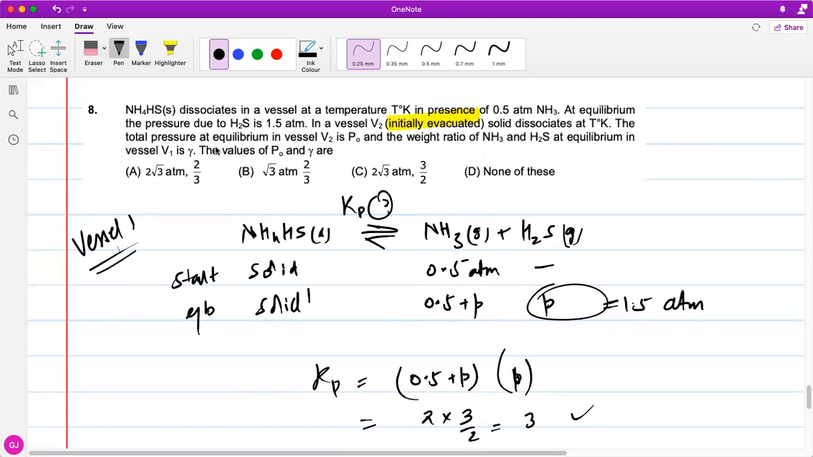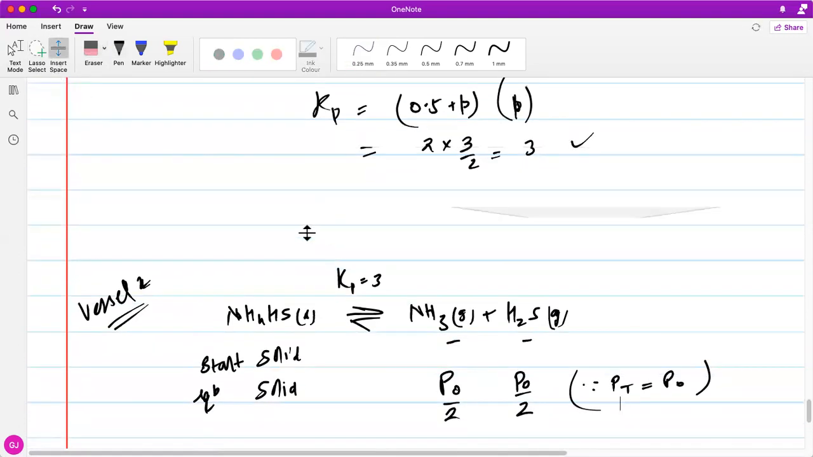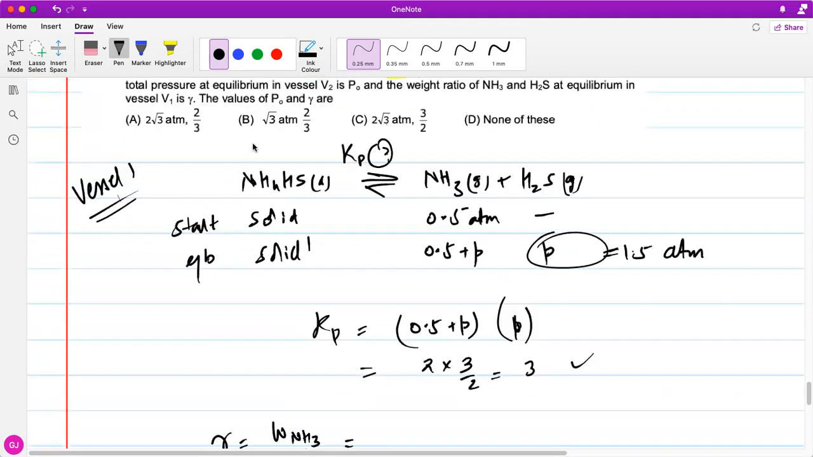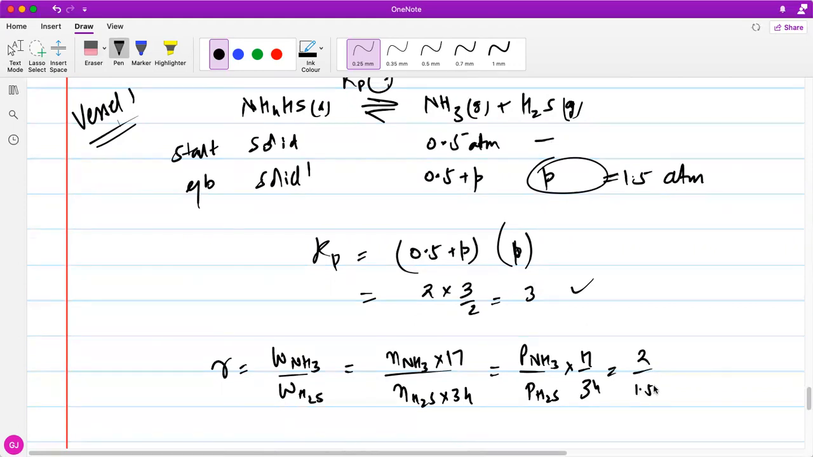Now, apart from this P naught value, it is also being asked what is the weight ratio of ammonia and H2S in vessel 1. So let's head back to vessel 1 again. In vessel 1, you are being asked this gamma value, which is weight of ammonia upon weight of H2S. So this will be moles of ammonia into its molecular weight, that is 17, and moles of H2S into its molecular weight, that is 34. And moles are proportional to their partial pressure. So you can write this as partial pressure of ammonia upon partial pressure of H2S into 17 by 34. The partial pressure of ammonia is 2 atm and that of H2S is 1.5 atm, and 17 upon 34 is 1 by 2.